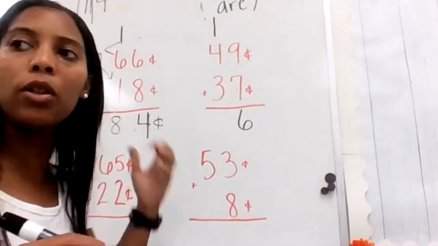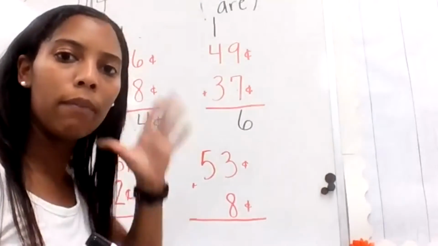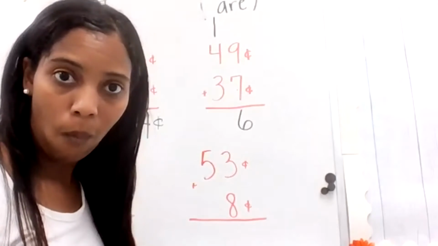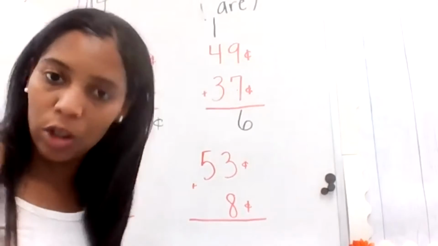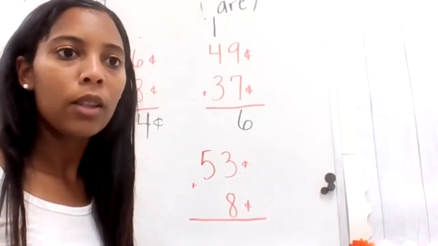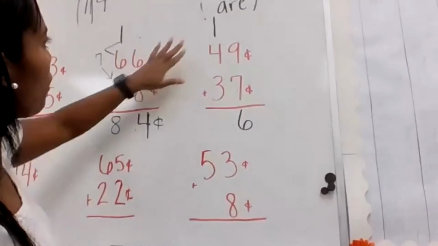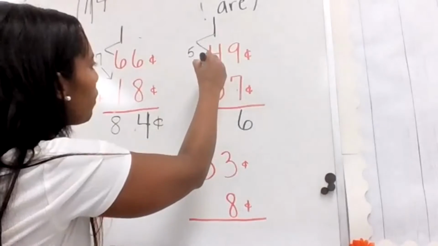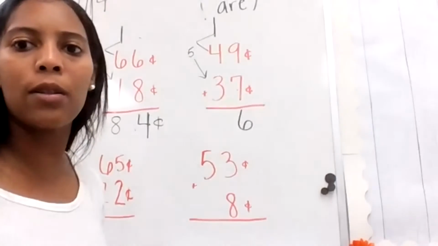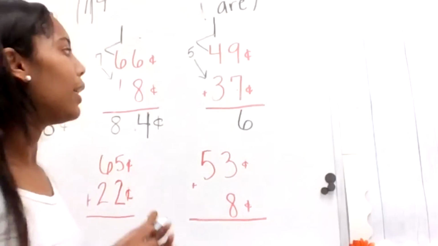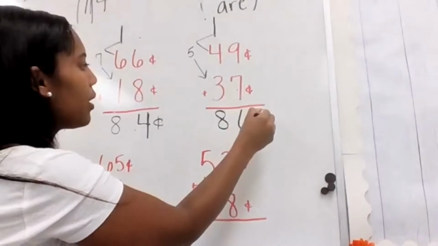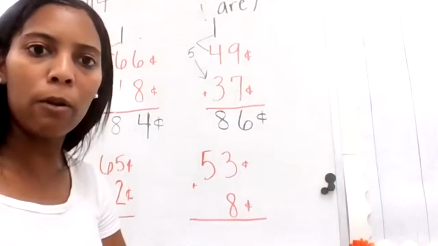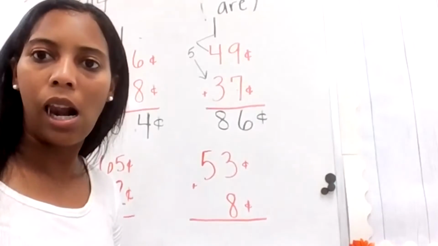Make sure you're working with me doing this too. Everyone working in their book as well. Thanks. I see some heads shaking yes. Okay, so now let's add our 10s numbers. So I have 1 plus 4 that equals 5. And then I have 5 plus 3 and that will equal 8. 86 cents. That's a lot of money. Okay? How is this for everyone?